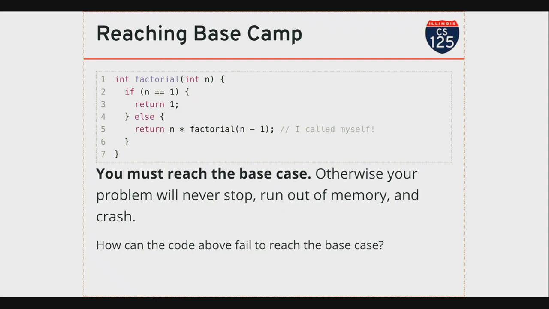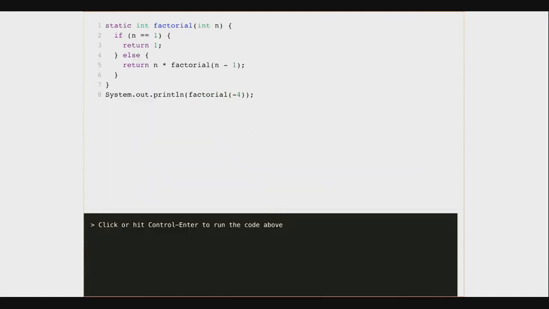Here's the problem, though. I have to reach the base case. Remember, I have to stop at some point. So I'll give you guys a last little problem before we break up today. How can the code above fail? So this code can fail to reach the base case. Yeah, or how about zero or a negative number? Yeah. So what's gonna happen here?